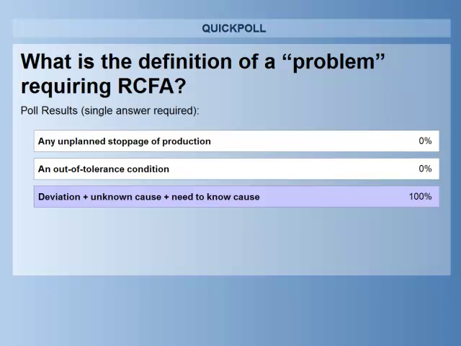Wow. 100%. I don't believe I've ever seen that on a web workshop before. 100% got it. No one said an unplanned stoppage of production is a definition of a problem requiring root cause failure analysis. Nobody said an out-of-tolerance condition is the definition of a problem requiring root cause failure analysis. Although 100% of the audience said deviation plus unknown cause plus need to know the cause is the definition of a problem requiring root cause failure analysis.